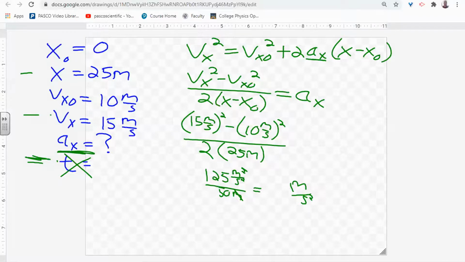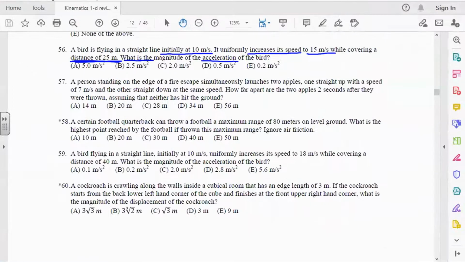125 divided by 50 is going to give me 2.5 meters per second squared. And my answer is going to be answer choice B.